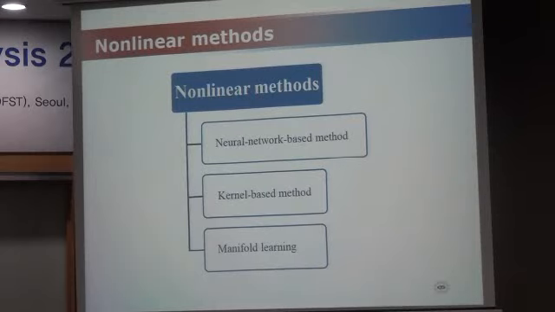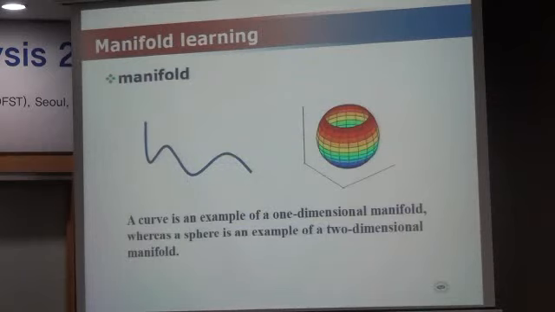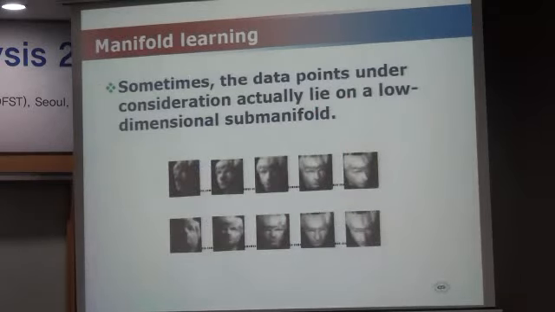So now some nonlinear methods: neural networks, kernel-based methods, and manifold learning. Typically, in some applications, the data is high-dimensional data lying on a low-dimensional manifold. So for example, these images are of just one person in different poses and different lighting conditions.